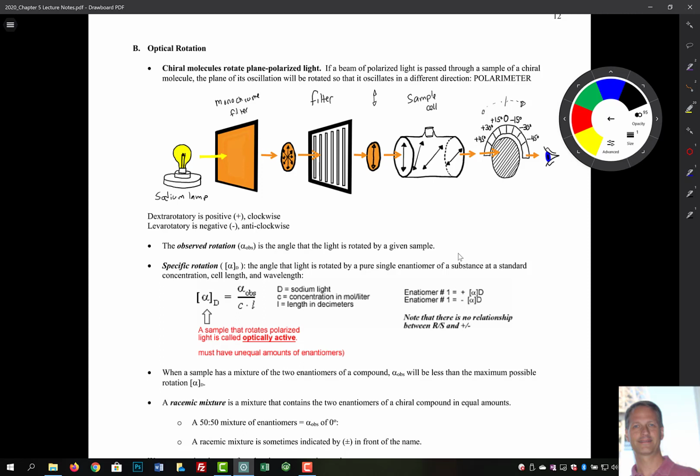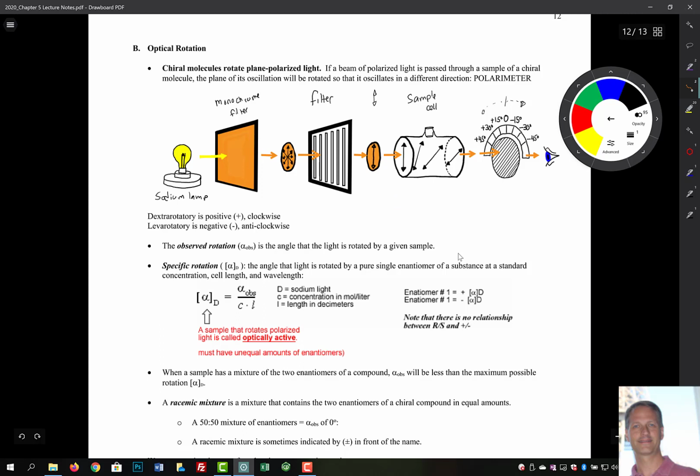Now, the specific rotation down here is taking this a little step further. So we're going to take our observed rotation and we divide it by our concentration times the path length. So it depends on the path length of our cell here. And what we're going to get is a number.